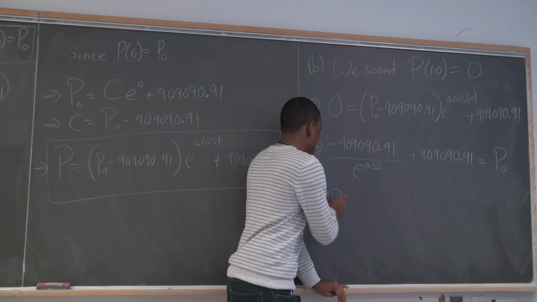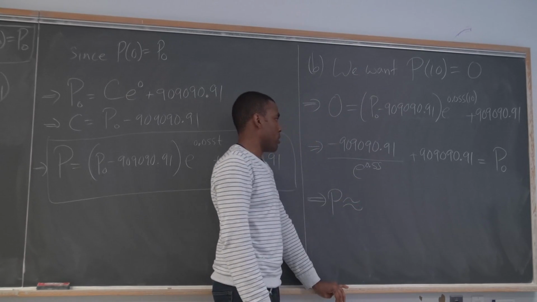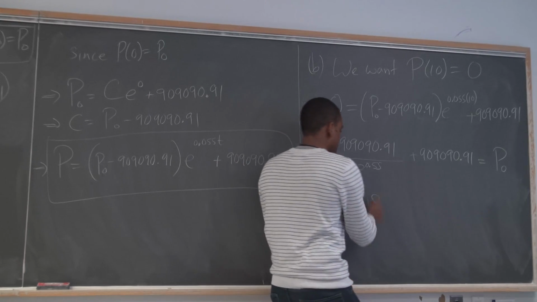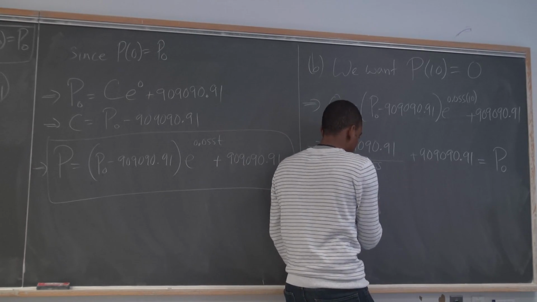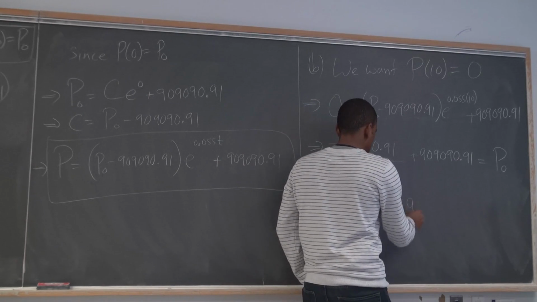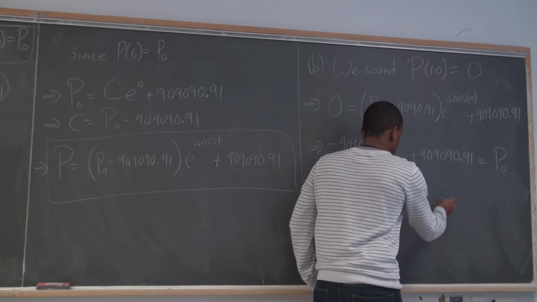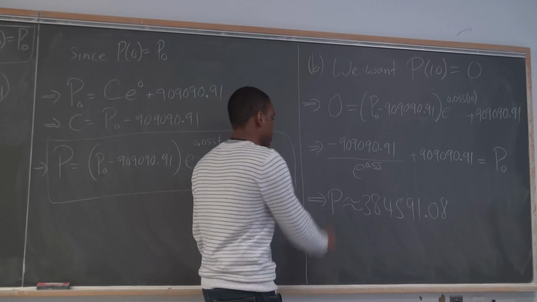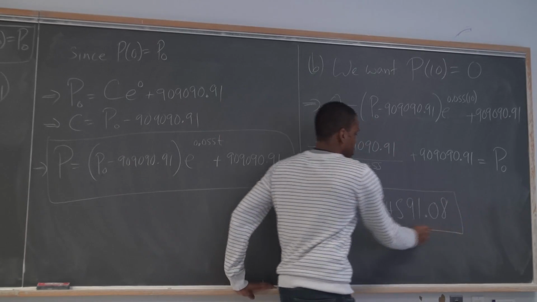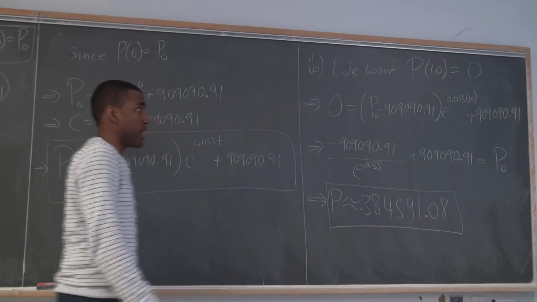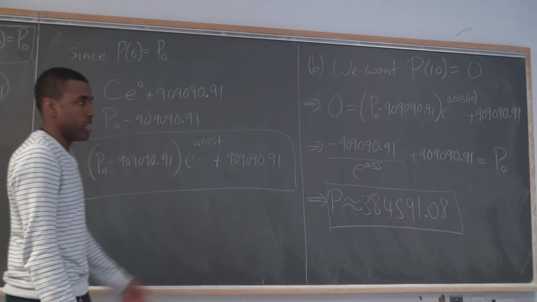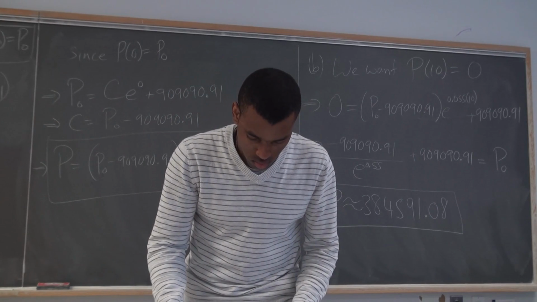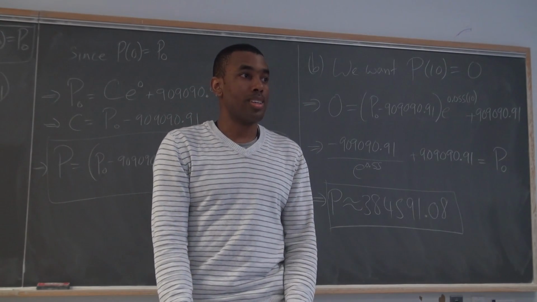And that would be roughly what? It would be 384,591 and 8 cents. So for her to be able to do this, you put that amount of money in a bank account earning 5.5% interest, and she'll be good until she graduates from residency. Her daddy's got money.